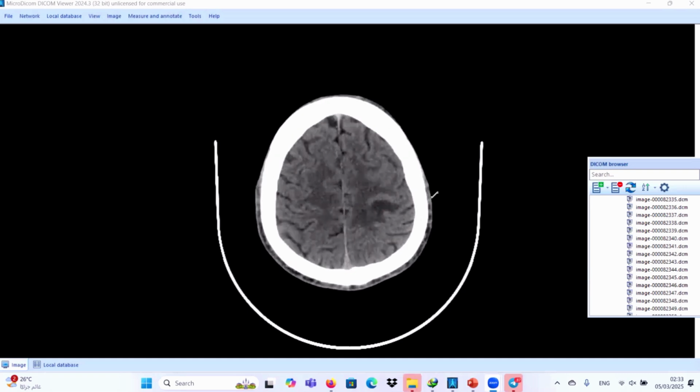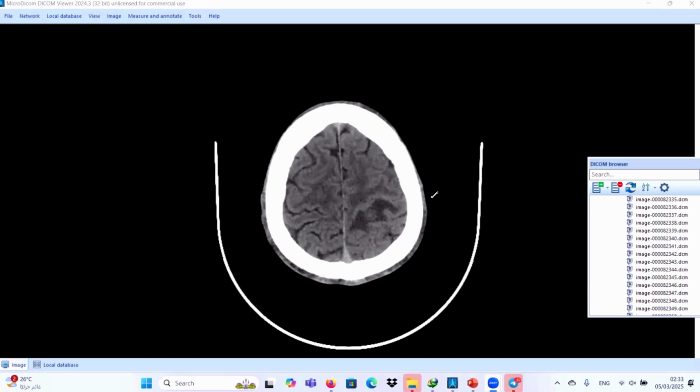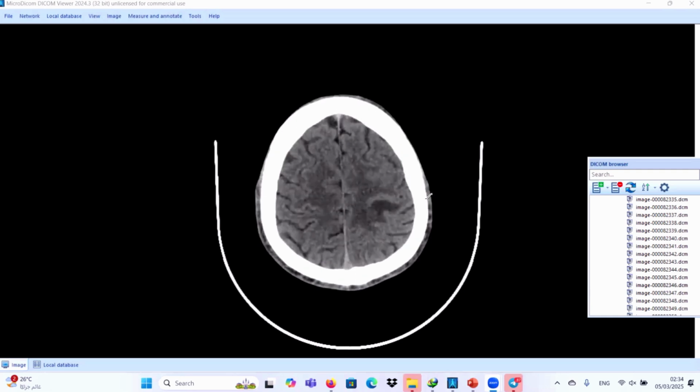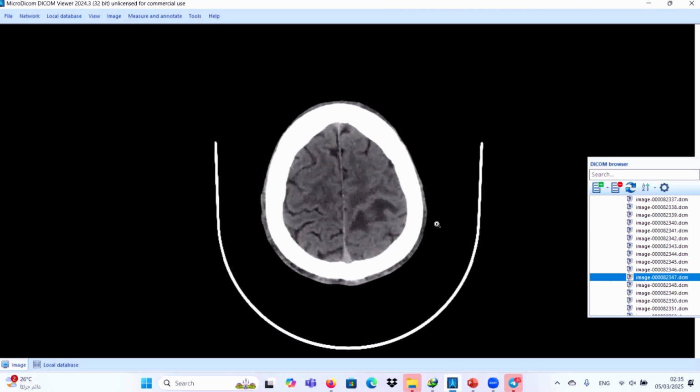So we have here three criteria: finger-like projection, and the edema involving the white matter, while the gray matter is spared. The last point is ill definition of the cerebral edema. So we are dealing with a different type of cerebral brain edema, which is called vasogenic brain edema.